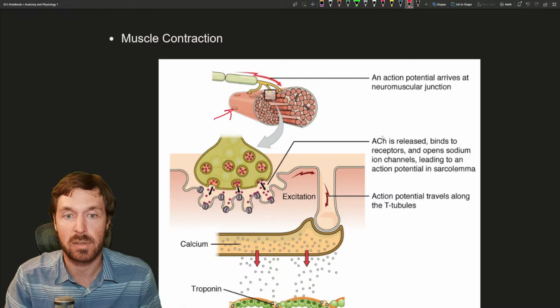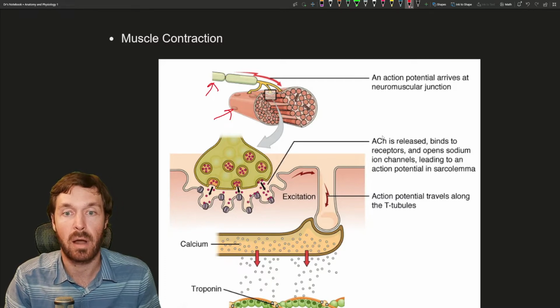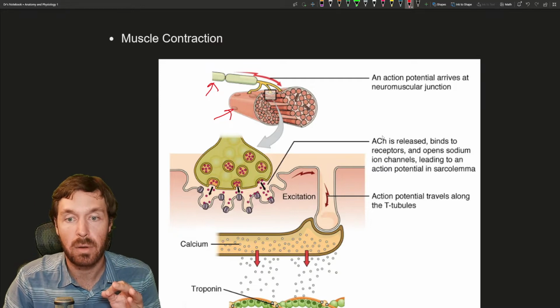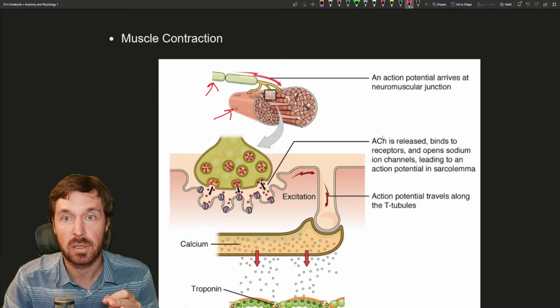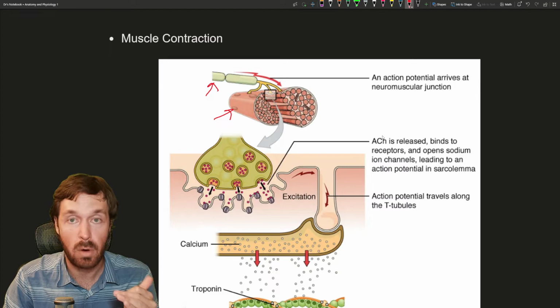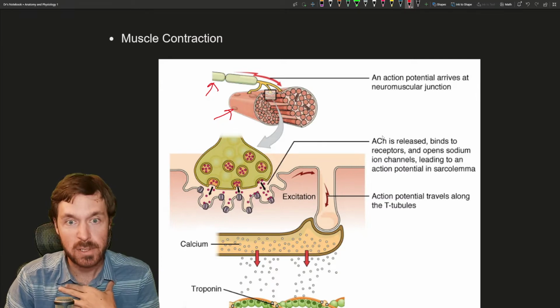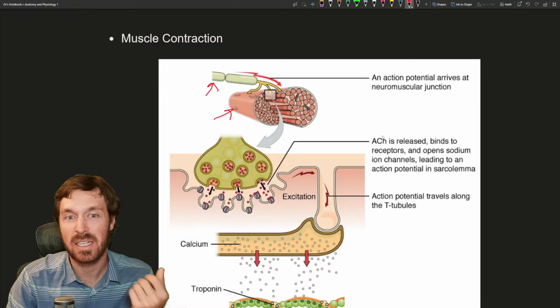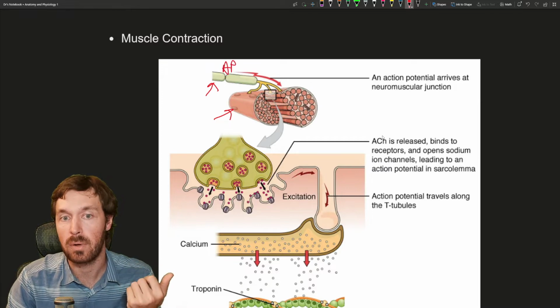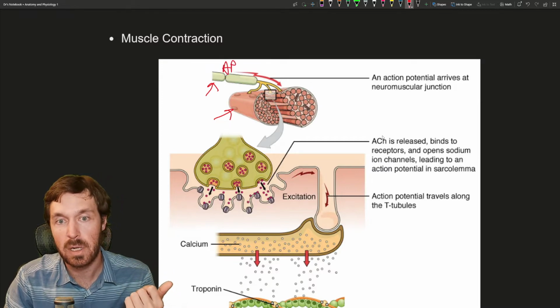Here we have a muscle fiber, and here we have a neuron. Every single muscle fiber is served by its own motor neuron. The neuron is part of the nervous system, and it sends a signal. That signal is called an action potential, or AP. The action potential runs down this neuron.